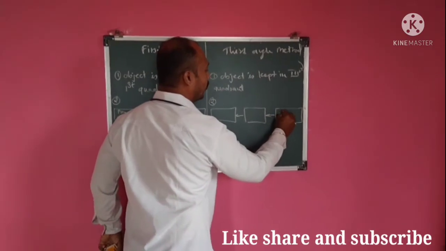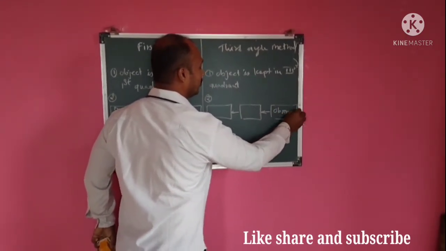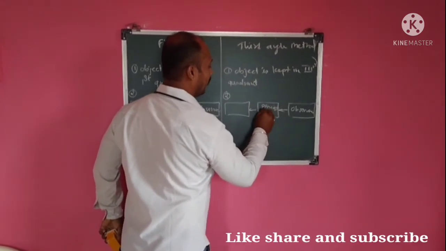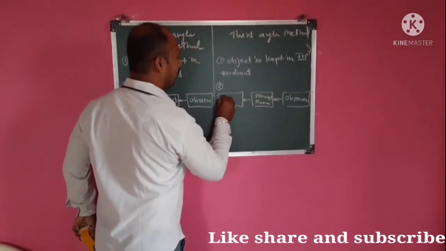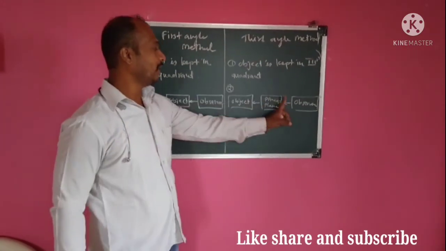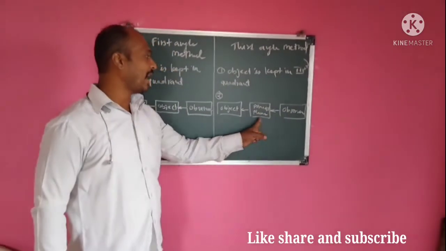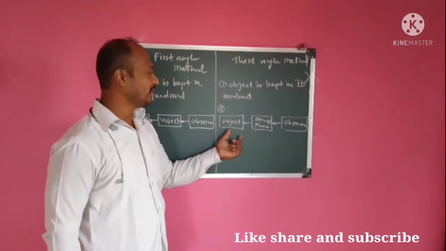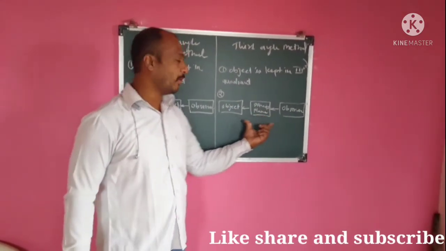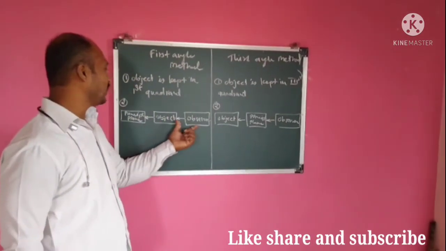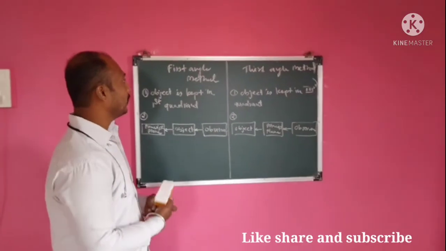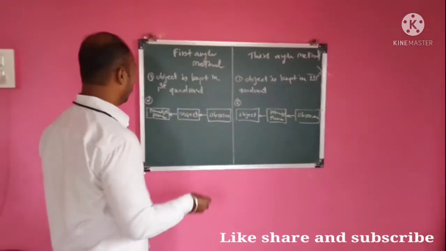If this is the observer, this is the principal plane, and this is the object. So in the third angle method, the object is kept behind the principal plane, or we can say the principal plane is kept in between observer and object. And in the first angle method, the object is kept in between observer and principal plane. This is the difference between first angle and third angle method.